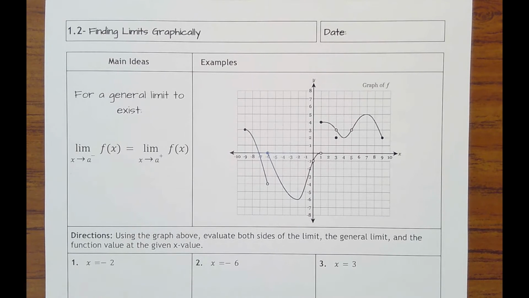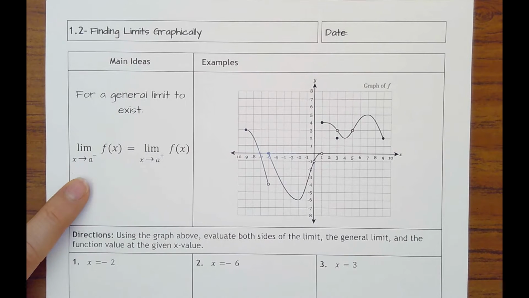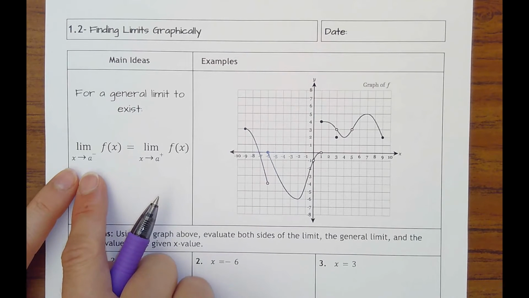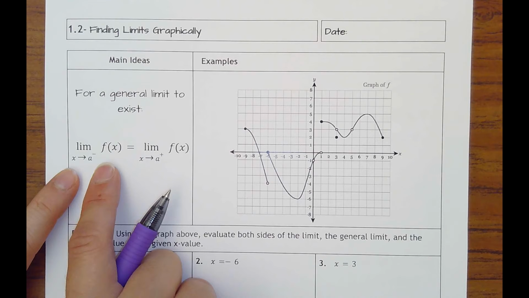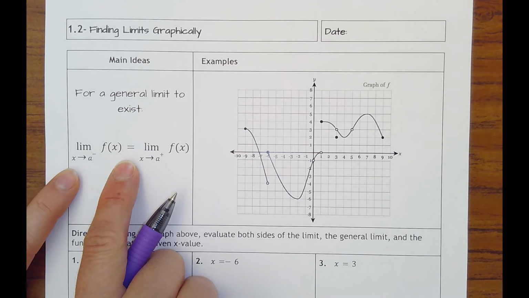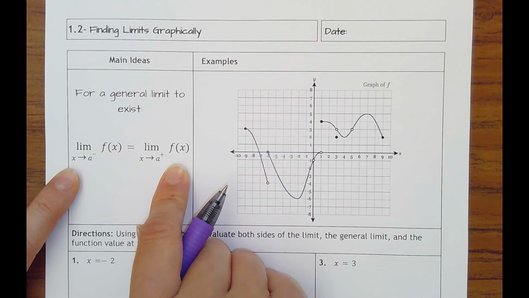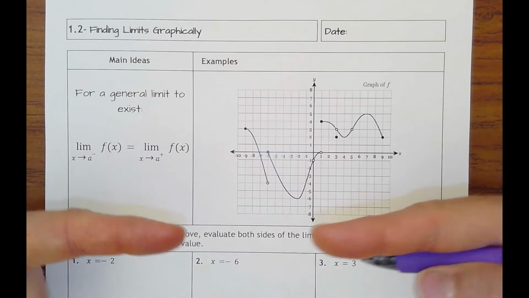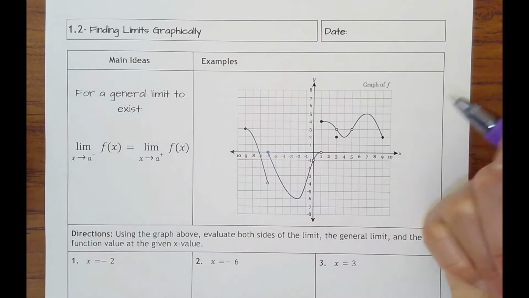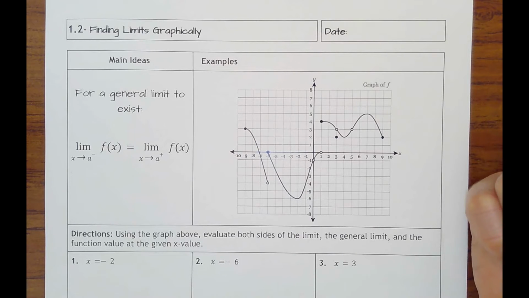1.2, finding limits graphically. Last time we talked about one-sided limits. Now we're going to talk about a general limit. And here's the definition of it. For a general limit to exist, the limit as x approaches some number from the left of a function must equal the limit as x approaches that same number from the right of the same function. So we have to be coming to the same y value for the general limit to exist.